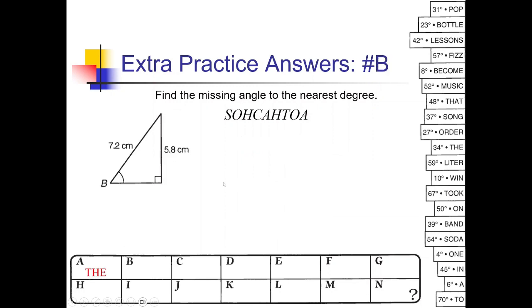For problem B, in this triangle, we have the opposite side and the hypotenuse. So we've got sine again, opposite over hypotenuse. In this case, we have sine of B equals opposite side 5.8 over hypotenuse 7.2. So then we're going to do sine inverse of 5.8 over 7.2 in order to find the answer. And I'll use my calculator for that.